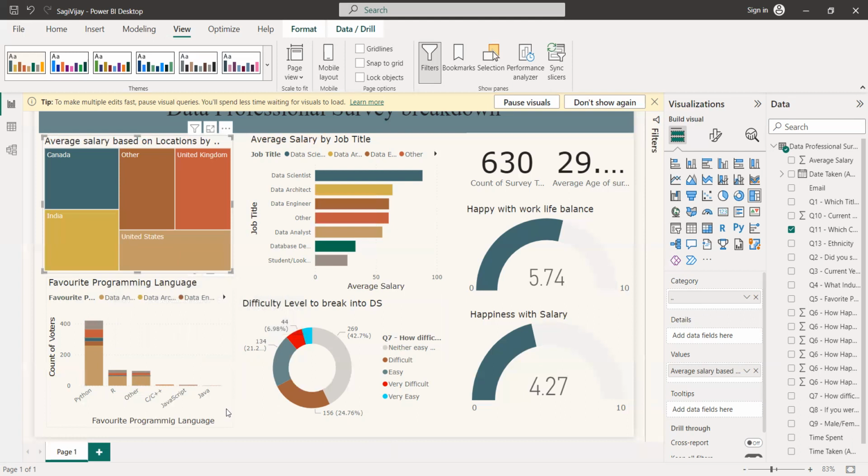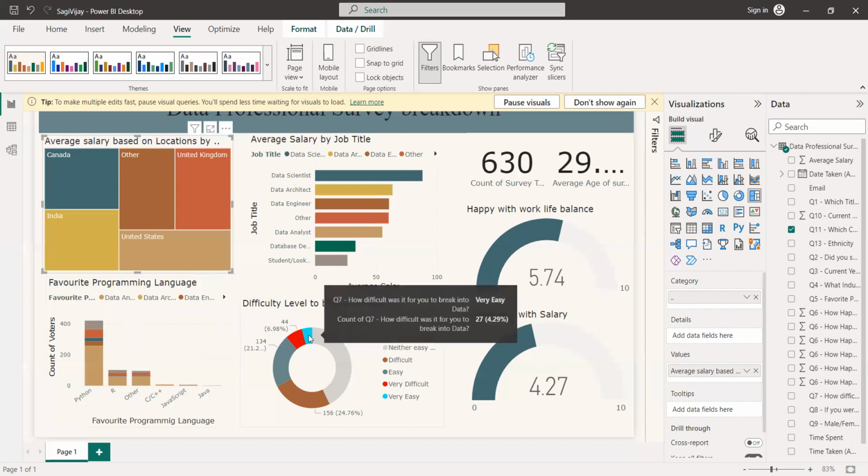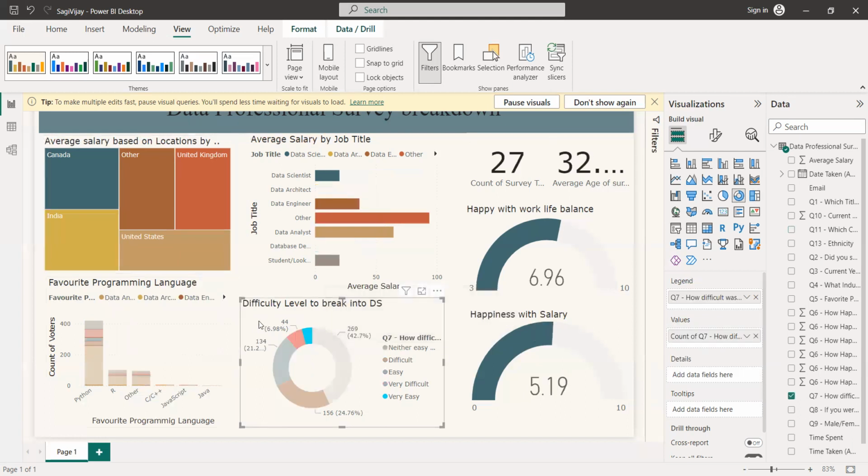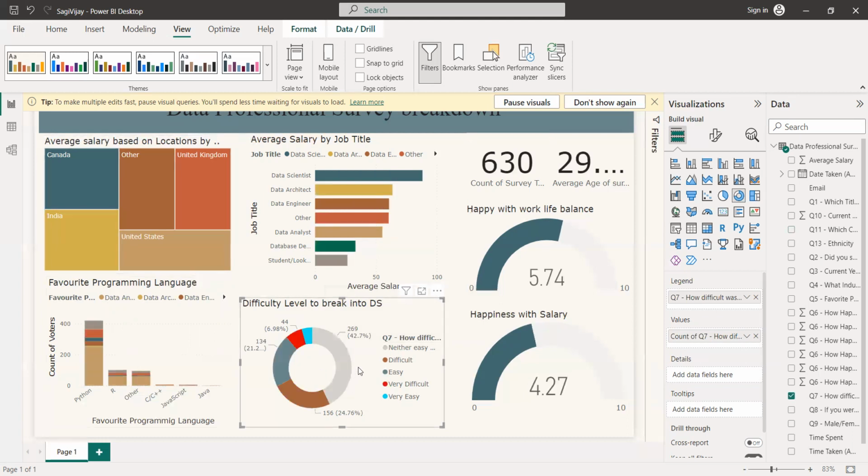The next thing, which was the most important, I would say, is the difficulty level to break into data science. For a fresher, it depends on how he breaks into data science and how he learns. And here we can see that nearly 42% of the people said the difficulty level to break into data science is neither easy nor difficult.